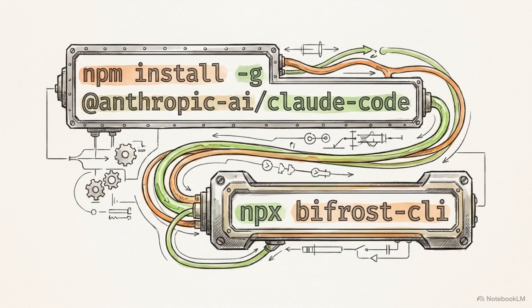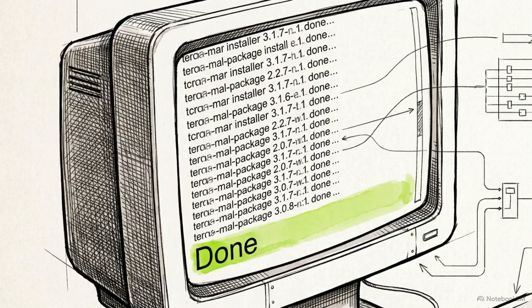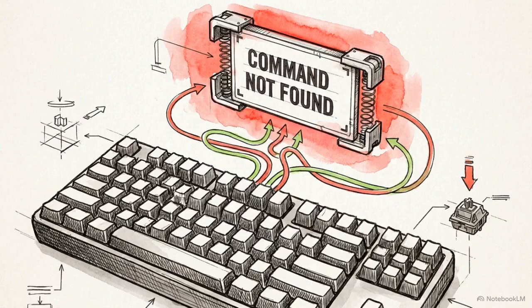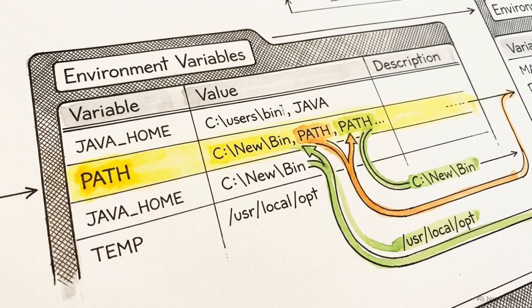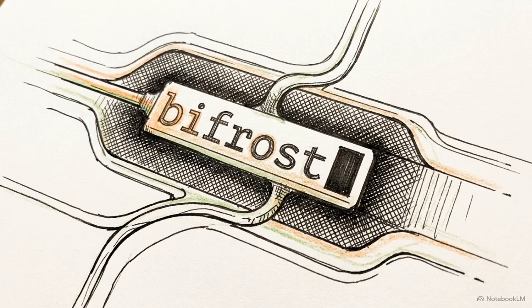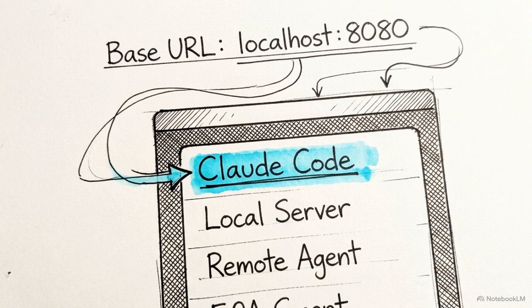With the infrastructure in place, we can connect our coding assistant. We are going to use Anthropic's Claude Code. Open your terminal and run these 2 commands to install the agent and the Bifrost connector globally. If your terminal throws a command not found error, you need to add the npm directory to your system's path variable, then restart the terminal to apply the changes. Once installed, type Bifrost to launch the connector. When prompted, point the base URL to localhost 8080 and select Claude Code from the available harness menu.